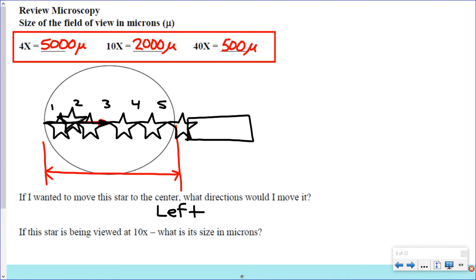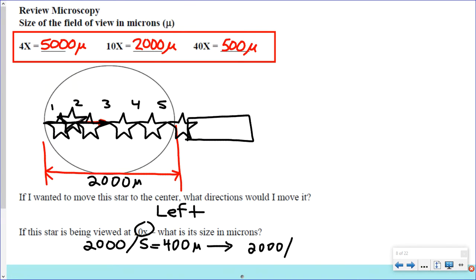So if I'm going to say 2,000 divided by 5, that would be 400 microns, because it's saying that this is 10x, so that means this distance here is 2,000 microns. Or I could say 2,000 divided by 4, which is equal to 500 microns. So either of these two would be an acceptable answer.